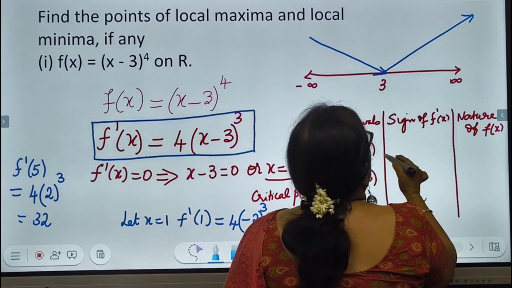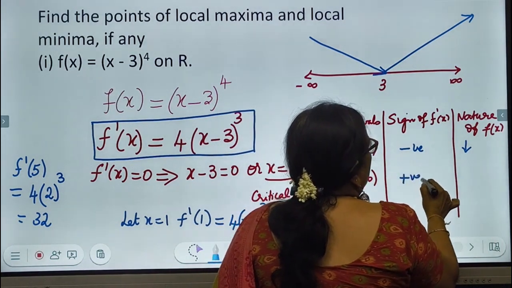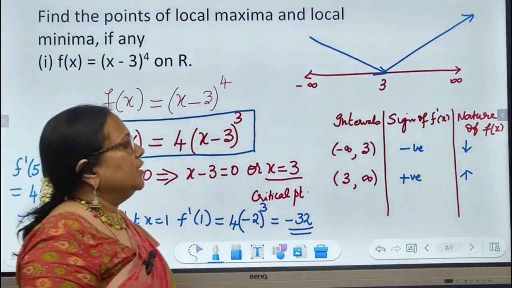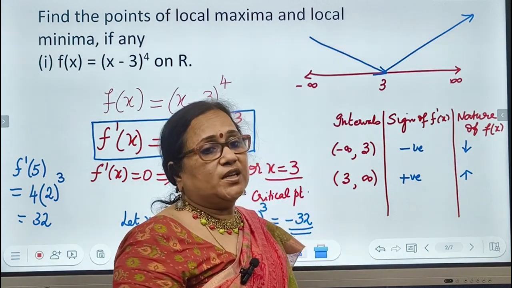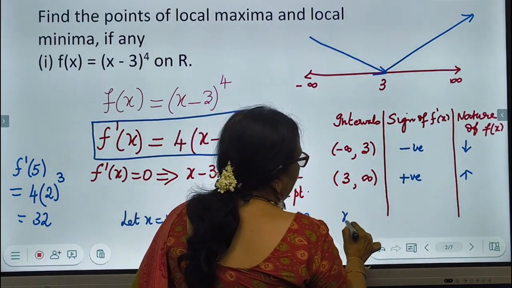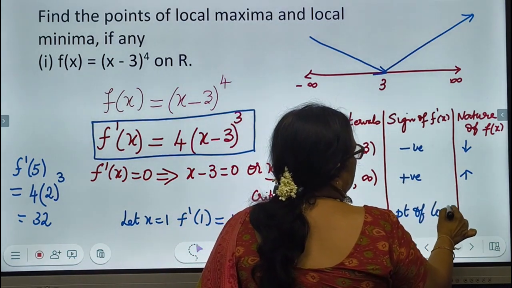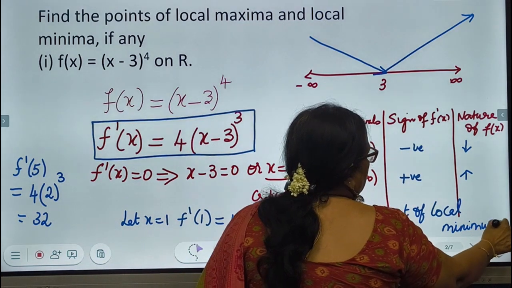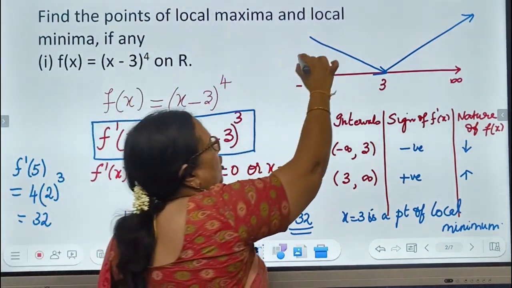So from minus infinity to 3, it is negative and the function is decreasing. Where it is positive, the function is increasing. You must show these values. These calculations are important. We don't want any of you to guess. We should conceptually understand and prove whether it is increasing or decreasing. Now, because the function is decreasing and then increasing, x equal to 3 is a point of local minimum. Is it clear? You can also see how it is the point of minimum.